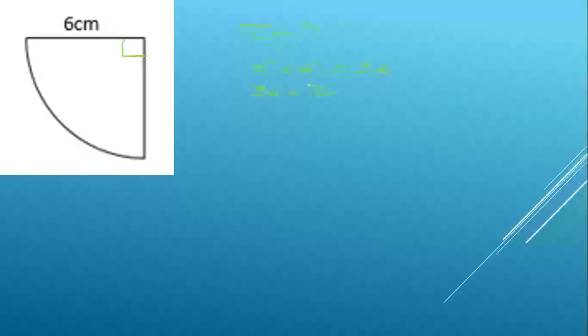36 times pi, which again will give us 113.1 centimeters squared. But again, we've figured out the area of the whole of this circle. So because it's a quarter circle, we have to divide it by 4. So we'll do 113.1 divided by 4 to give us 28.27 centimeters squared.